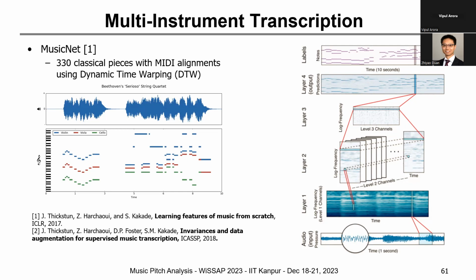In 2017, they collected 330 classical pieces from YouTube, I believe. And then they got a MIDI score to do the alignment. And then they are able to train a network based on the aligned score as the ground truth. So now they can work with multiple instruments.